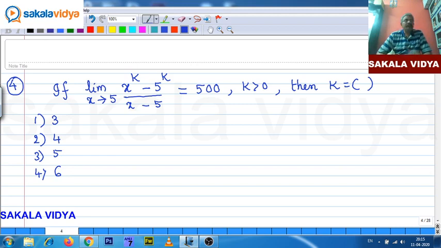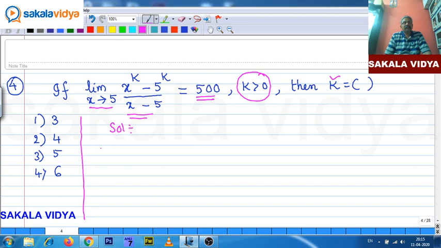So, now limit x tends to 5, x to the power of k minus 5 to the power of k by x minus 5 equals to 500. When k is greater than 0, you need to find out the value of k. So first let us write this limit x tends to 5, x to the power of k minus 5 to the power of k by x minus 5 equals to 500.